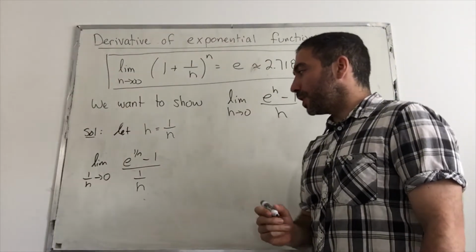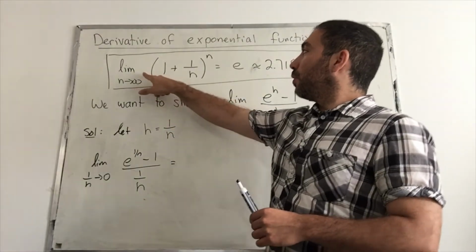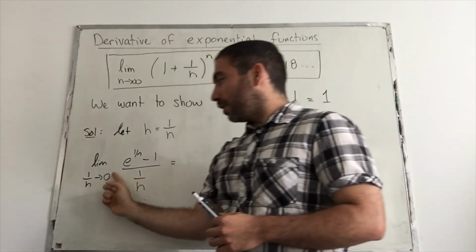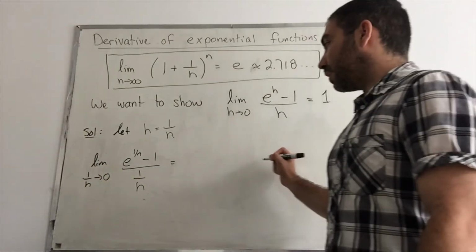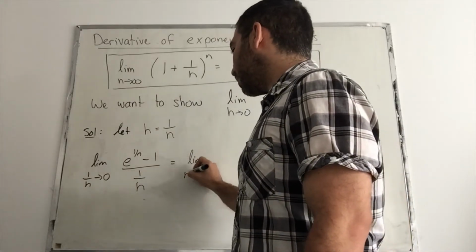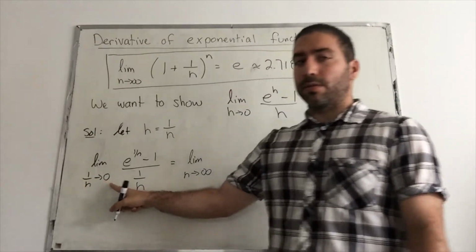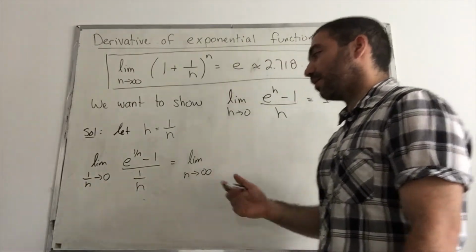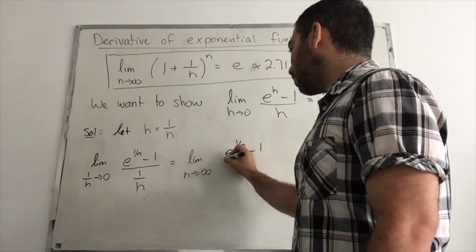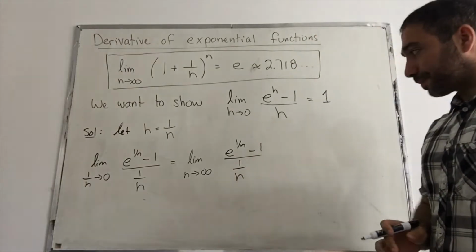The first thing we're going to notice is that in the limit definition over here, we have n tending to infinity. So in order to get this, we have to change this form. The limit as 1 over n tends to 0 is equivalent to the limit as n tends to infinity, because as n goes to infinity, 1 over n goes to 0. So it's equivalent to write the limit as n tends to infinity of e to the 1 over n minus 1, over 1 over n. We're allowed to do this.